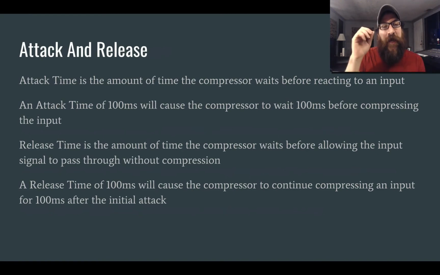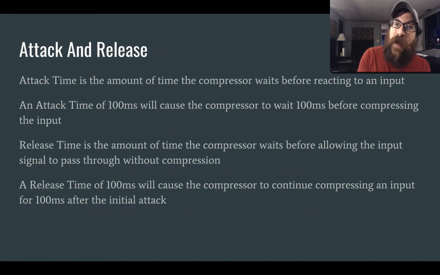Attack and release. Attack time is the amount of time the compressor waits before reacting to an input. An attack time of 100 milliseconds will cause the compressor to wait 100 milliseconds before compressing the input. Release time is the amount of time the compressor waits before allowing the input signal to pass through without compression. So the compressor goes down after 100 milliseconds, and if we set the release time at 100 milliseconds, the compressor won't release until after 100 milliseconds. So you'll get your gain reduction going on, and it will last 100 milliseconds after the signal has come through that caused the gain reduction to happen in the first place.